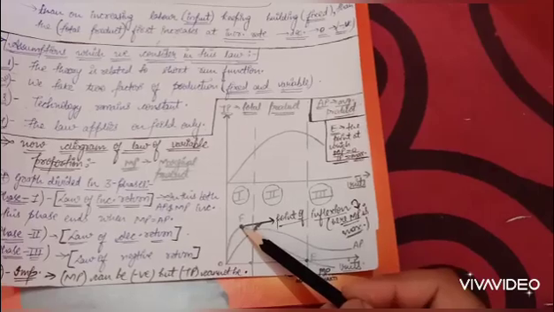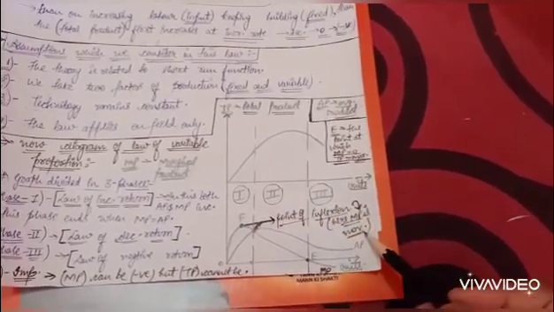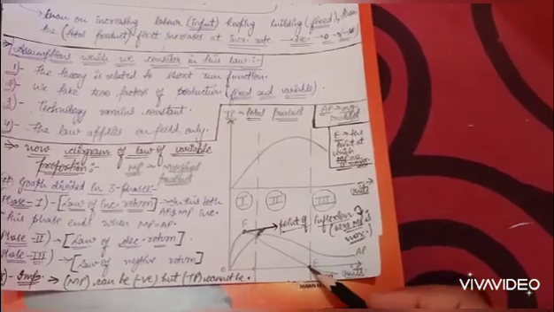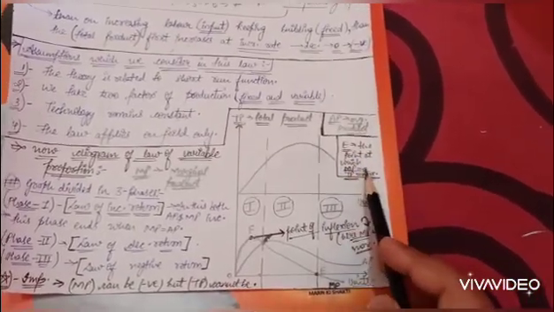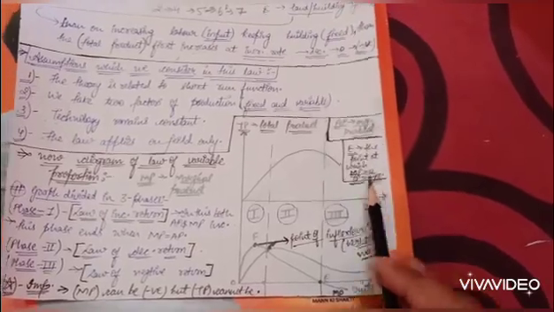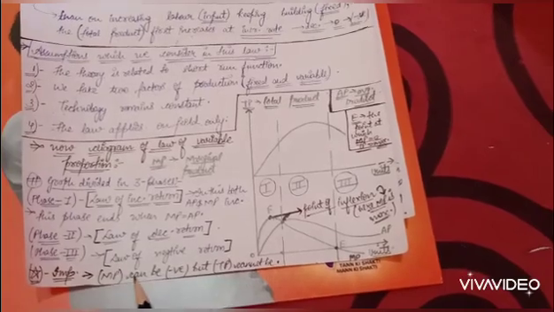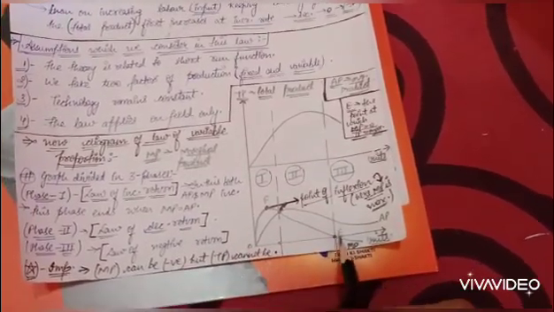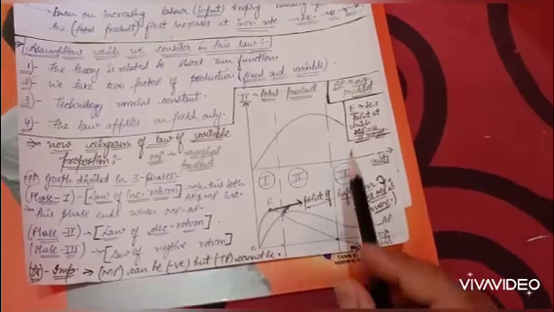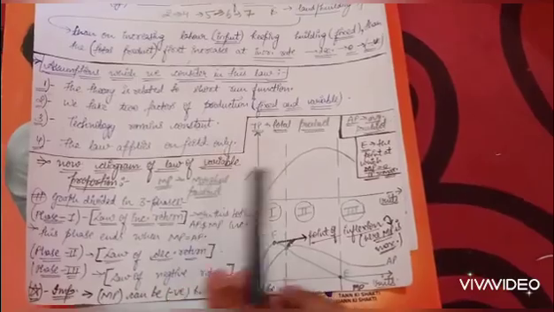Here is a point F. This point is known as the point of inflection, where marginal product is maximum. And there is also a point E. Point E is the point at which marginal product is 0 and total product is maximum. So lastly, the important thing is that marginal product can be negative but total product cannot be negative. Here from the graph we can see marginal product is negative. So this is the whole summary of the law of variable proportion.